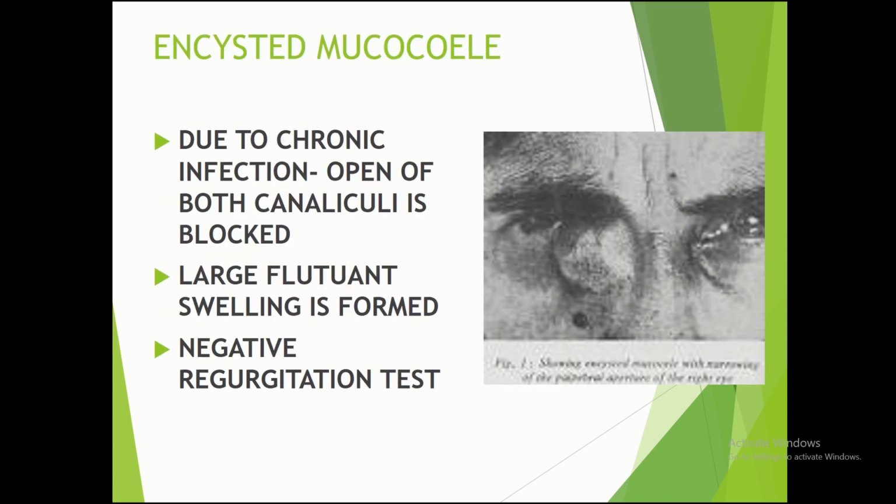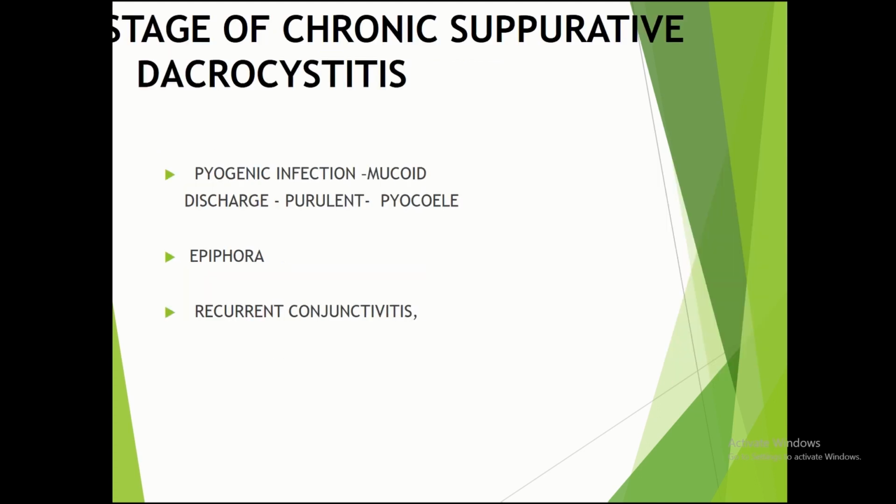So what happens in the stage of encysted mucocele? Because of chronic infection, the openings of both the canaliculi tend to get blocked, and a large fluctuant swelling is formed. And even if you give pressure over the sac, it's going to be negative because both the ducts are blocked. Both the openings are blocked, so you're not going to get anything on pressing over the sac.